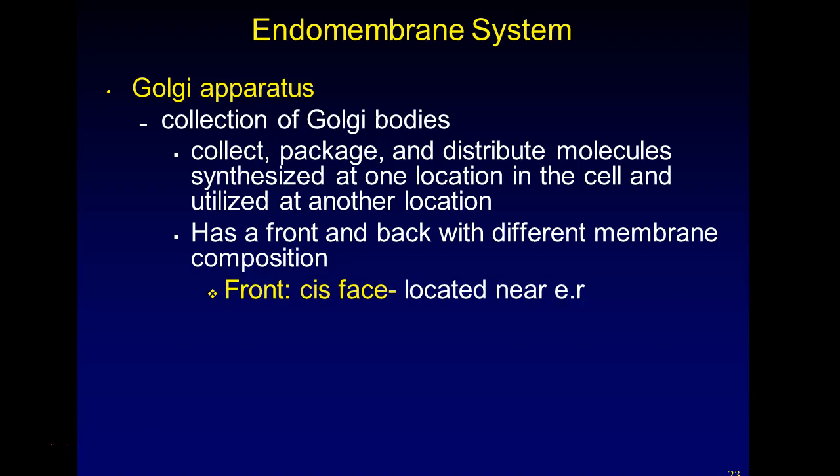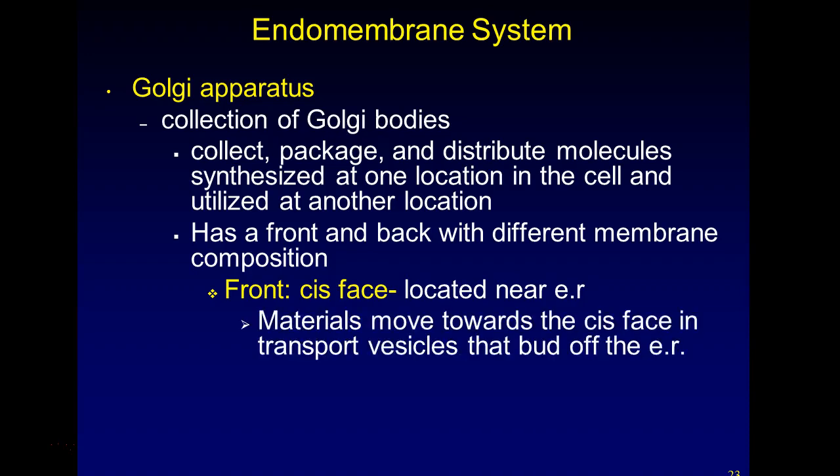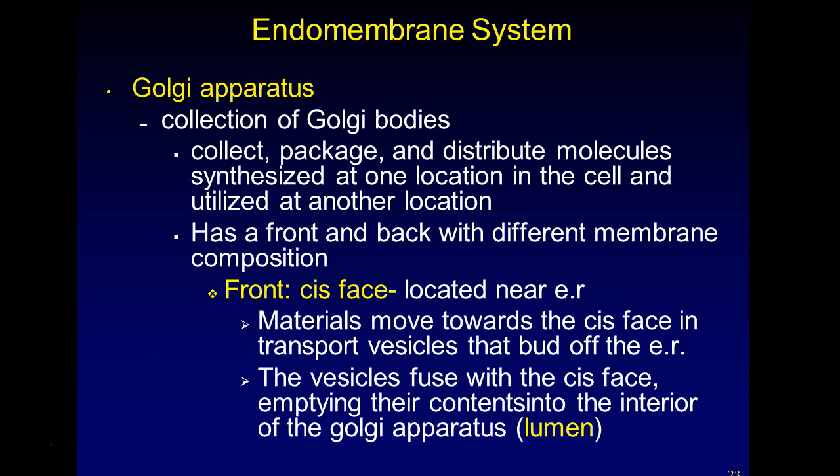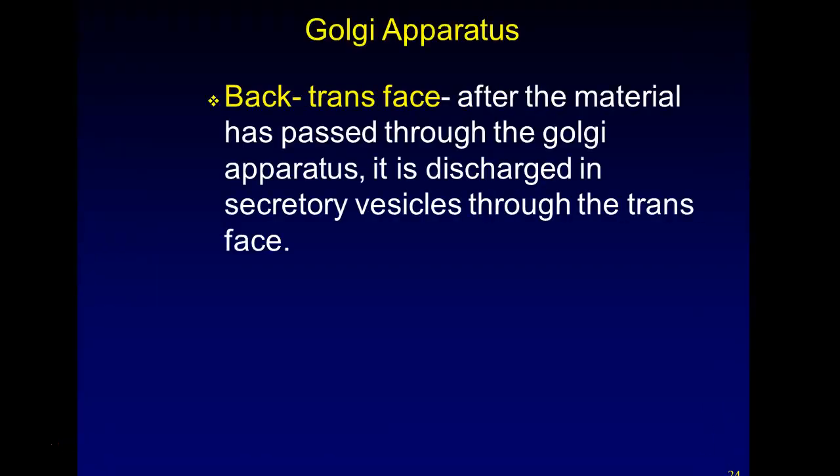The front we call the cis face. It's located near the ER, endoplasmic reticulum. Materials move towards the cis face in transport vesicles that bud off of the ER. The vesicles fuse with the cis face, emptying their contents into the interior of the Golgi apparatus. We call it the lumen. The back of the Golgi apparatus we call the trans face. After the material has passed through the Golgi apparatus, it is discharged into secretory vesicles through the trans face.